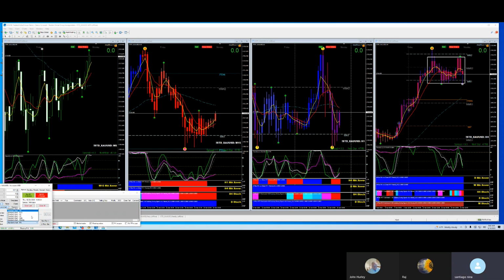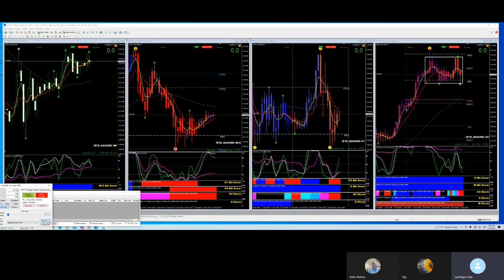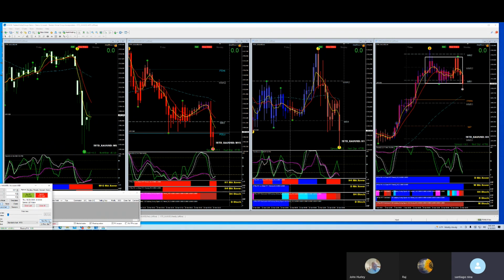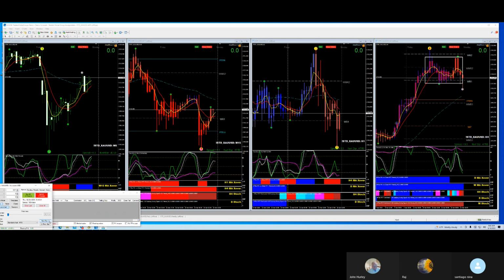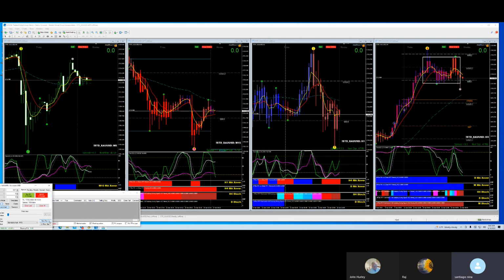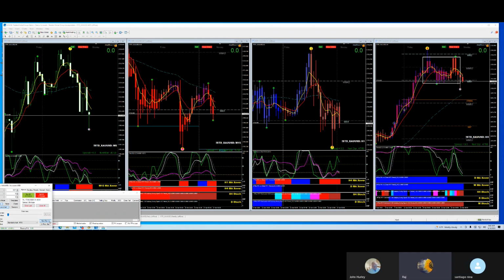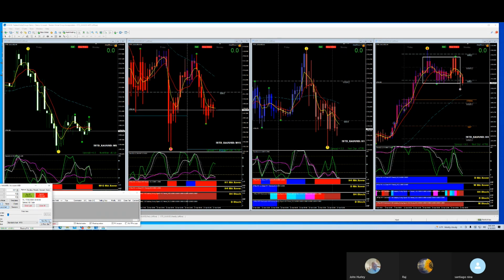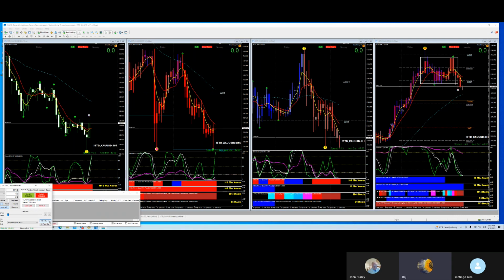Let's go a little faster to 4 hour time. All right. There you go. Starting to break out. Came right back into the range. The 60, the magenta line, still hasn't broken the 80. It's almost there. Come on. There you go. Now the daily should turn.